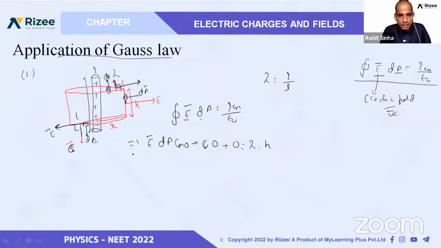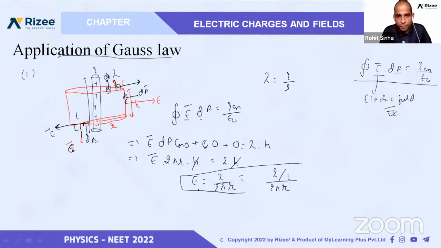We can say here that it is E into dA, where dA means the curved surface area of the cylinder. What will we get? We write E into 2 pi r into H is equal to lambda into H. When we cancel, we get the electric field equal to lambda by 2 pi r. Also, replacing lambda, we can write it as Q by L into 2 pi r. Got it? Any problem here? Any problem? Good.